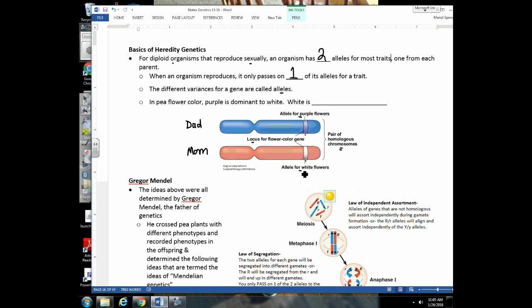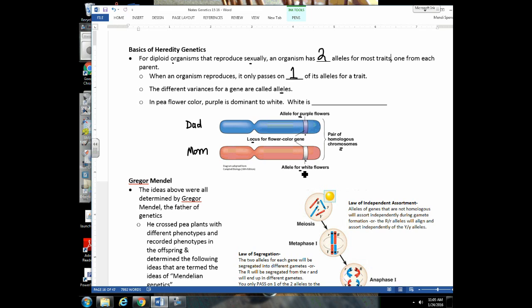and this one has a code or an allele for white flowers. So when I say the alleles, what I'm talking about is the different variances of the same gene. So for example, for a gene for height, there could be an allele for tall and an allele for short. So again, there's two different alleles for the same gene.